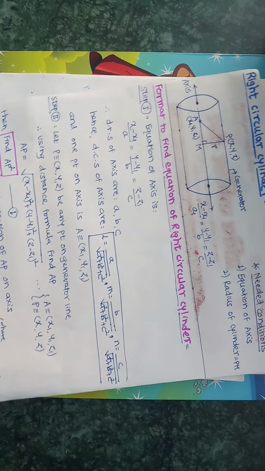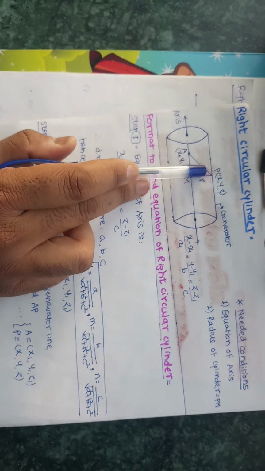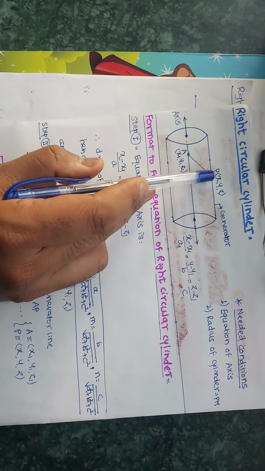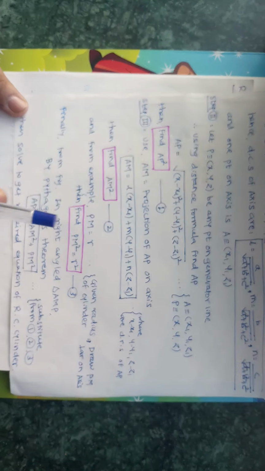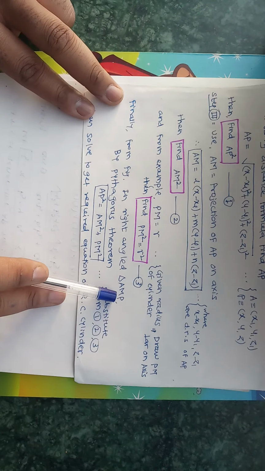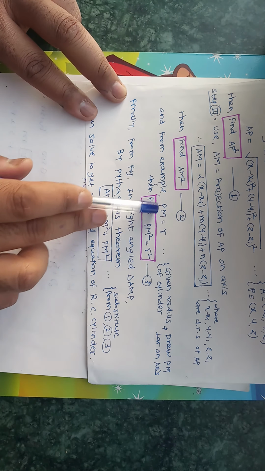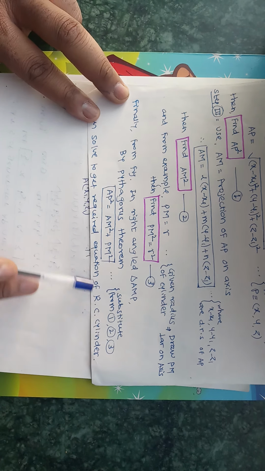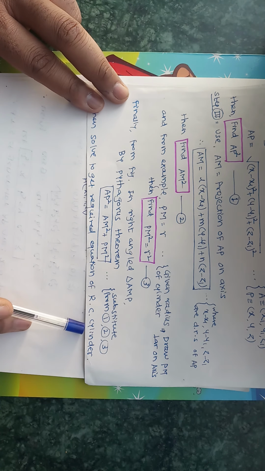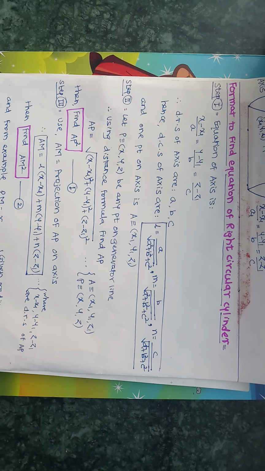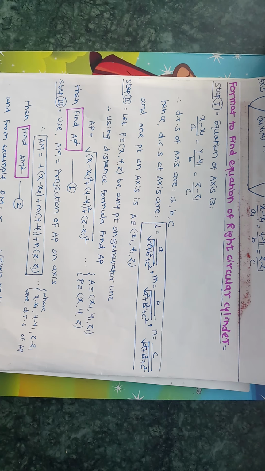And as I have already told you, there is a right angle, so use the Pythagoras theorem. Using that theorem, AP square is equal to what? AM square plus PM square. So here is the right angle triangle AMP. By Pythagoras theorem, AP square equals AM square plus PM square. Substitute all the values from equations 1, 2 and 3 and solve. We get directly the required equation of the right circular cylinder. It is again a simple format, same as the right circular cone. There is no need to learn this format in depth while we solve the problems.